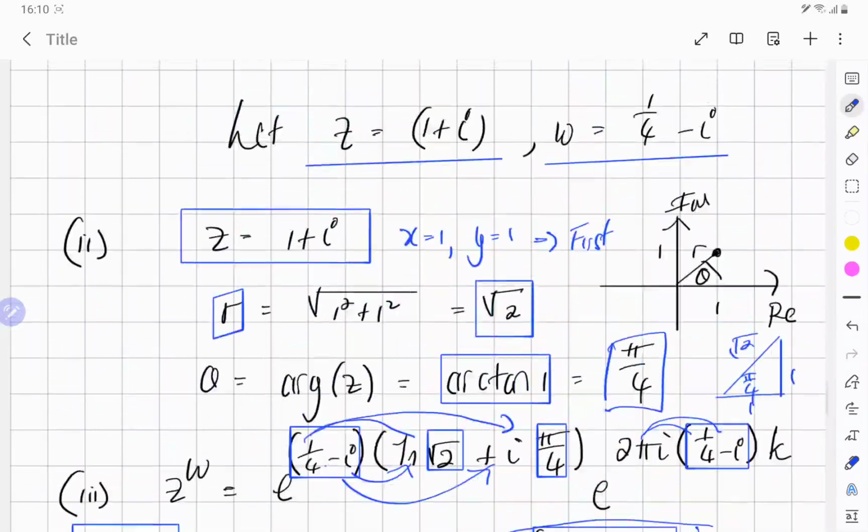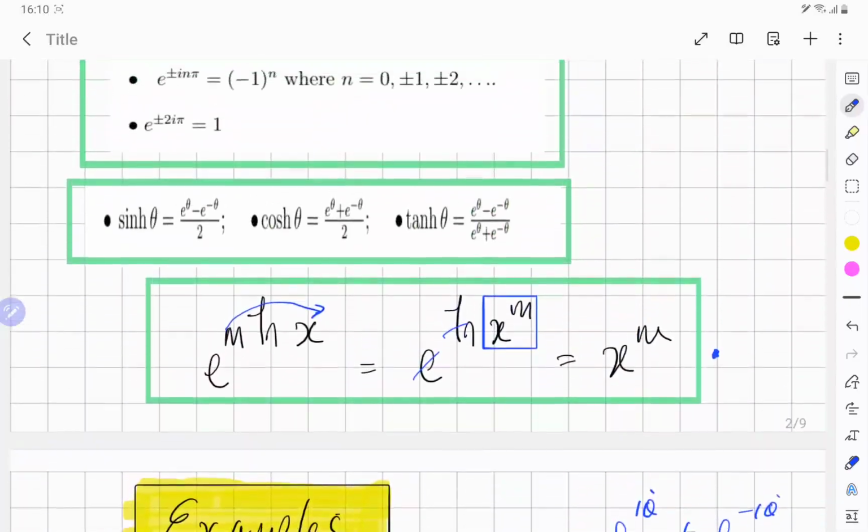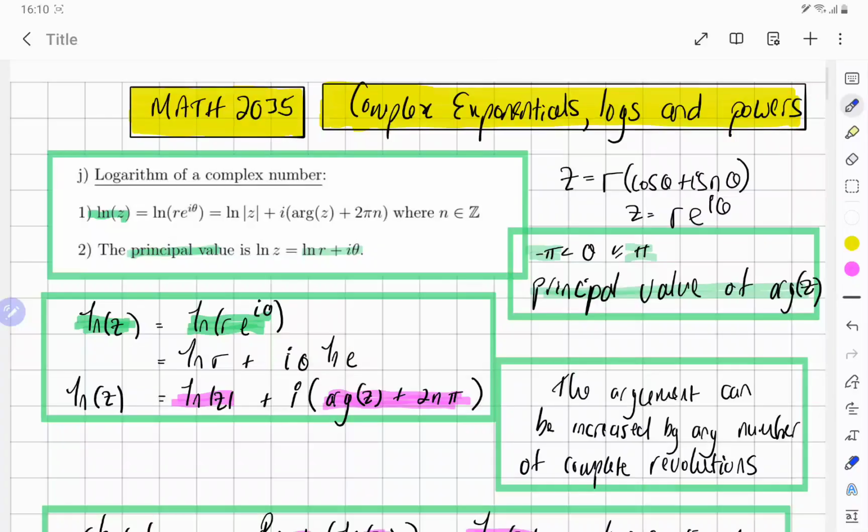And that is the end of our video for complex exponentials, powers and logs. Just make sure that you first study the theory very well and then do the 3 examples in detail.